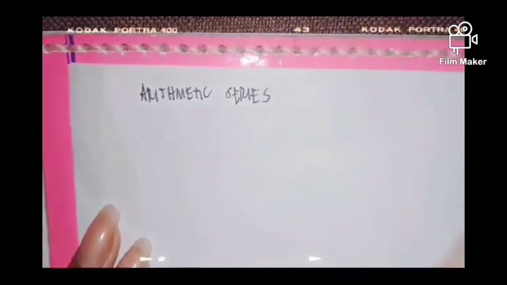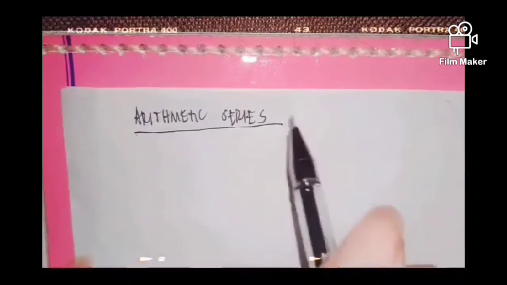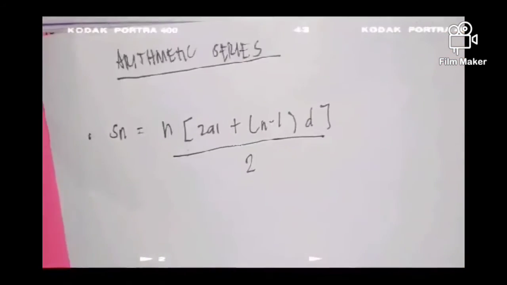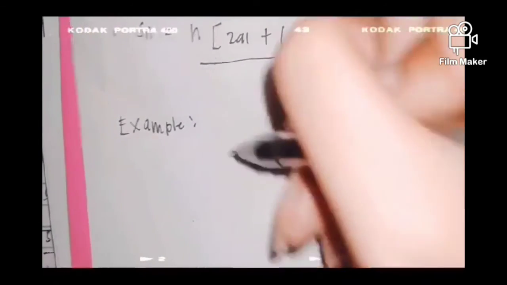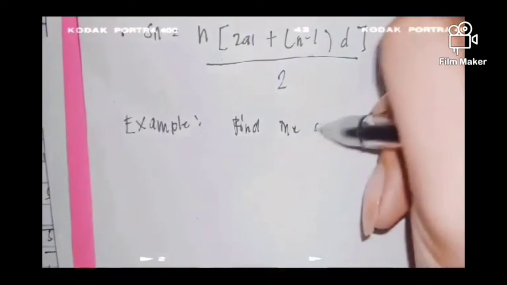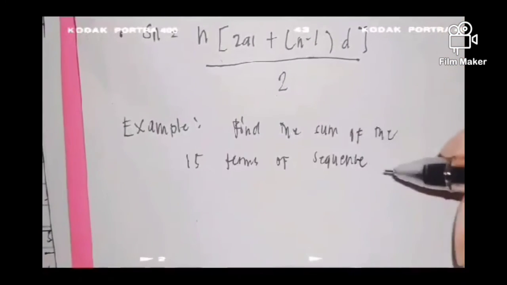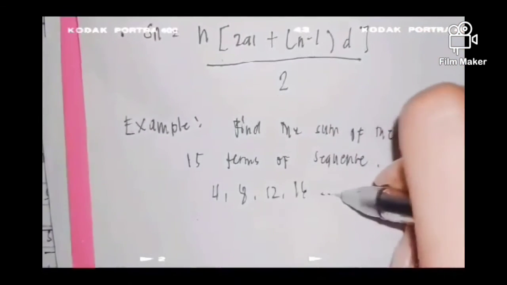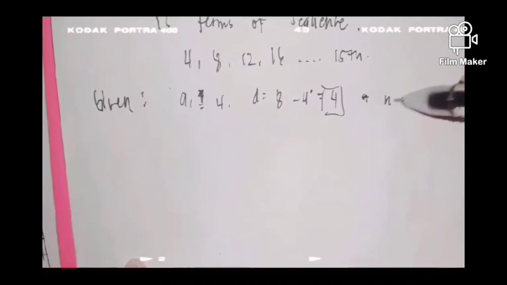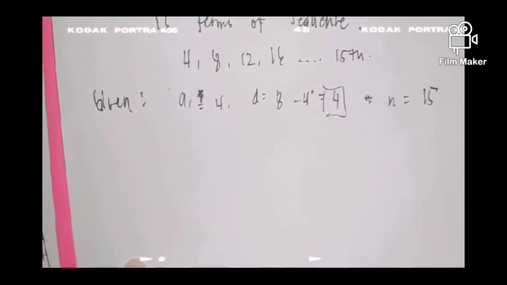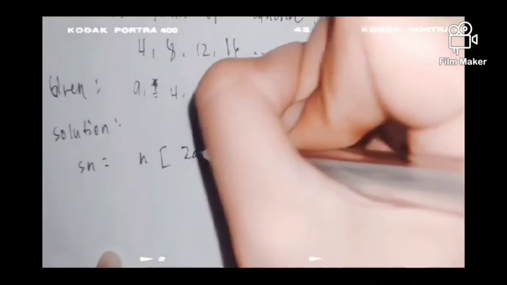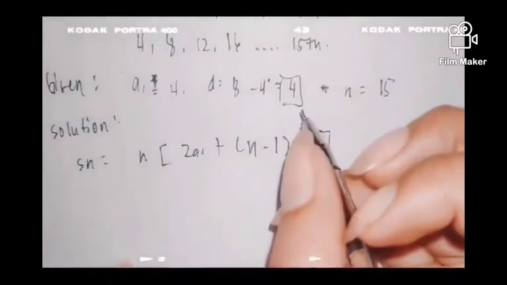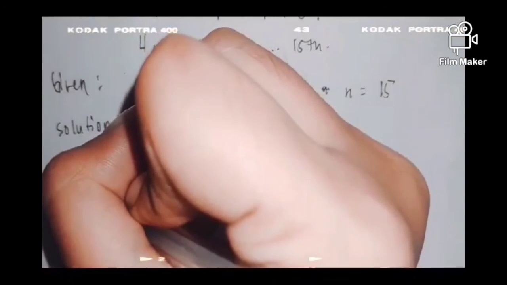And for our next topic, we are going to talk about the arithmetic series. And this is the formula that we are going to use to solve arithmetic series. Now let's have an example. Let's find the sum of the 15 terms of the given sequence. Now let's substitute our given to our formula. The first term is equal to 4. The common difference, which is 8 minus 4, is equal to 4. And the number of terms is 15.